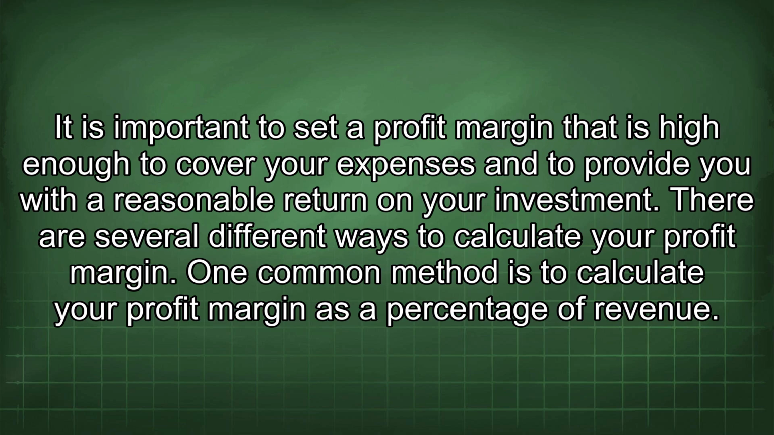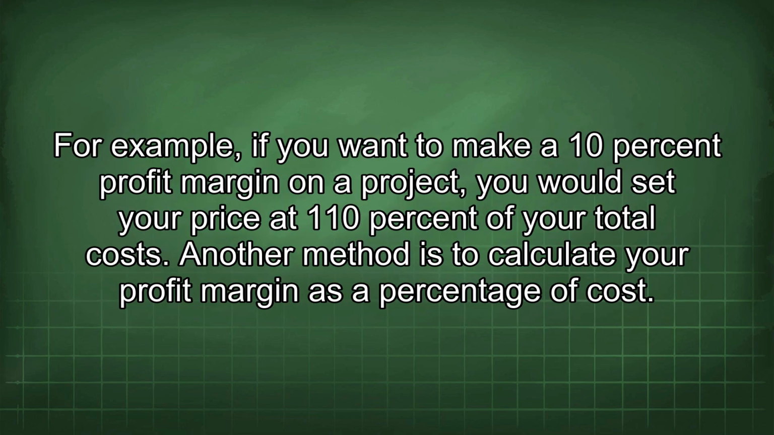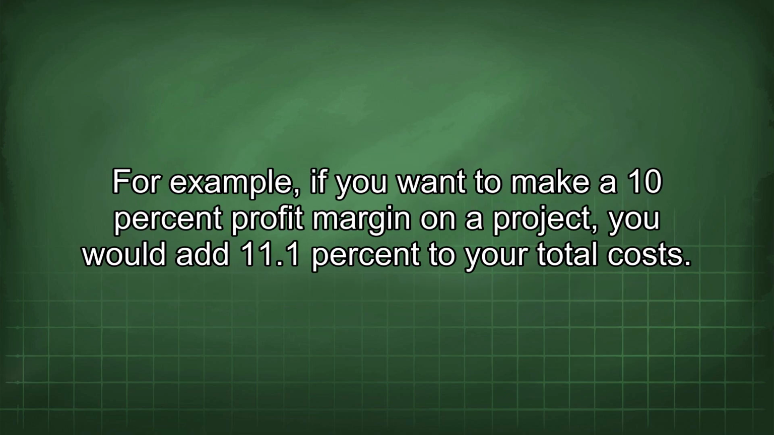There are several different ways to calculate your profit margin. One common method is to calculate your profit margin as a percentage of revenue. For example, if you want to make a 10% profit margin on a project, you would set your price at 110% of your total costs. Another method is to calculate your profit margin as a percentage of cost. For example, if you want to make a 10% profit margin on a project, you would add 11.1% to your total costs.